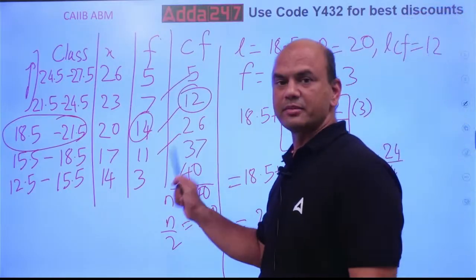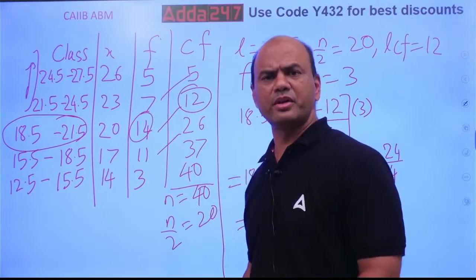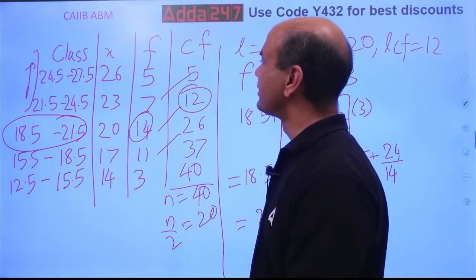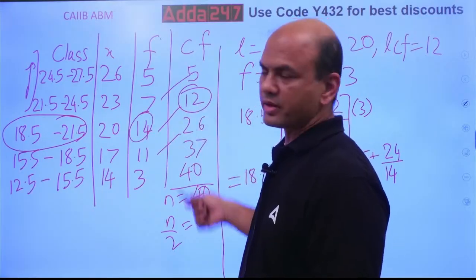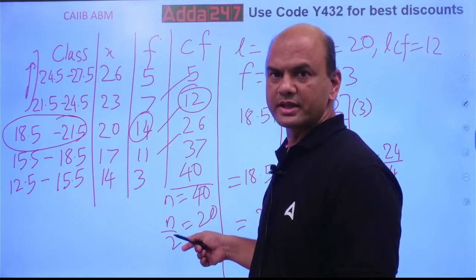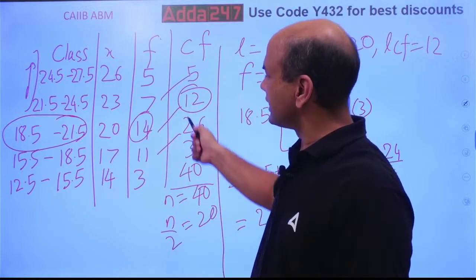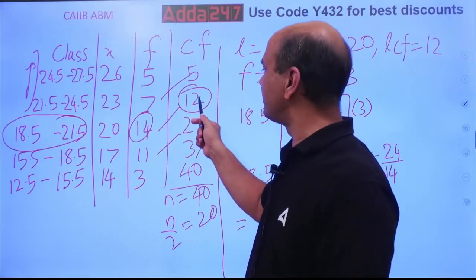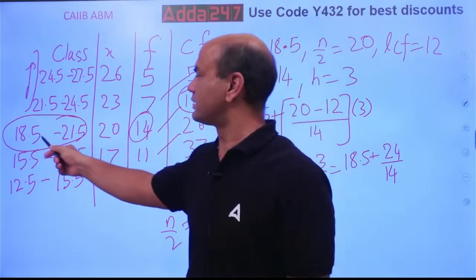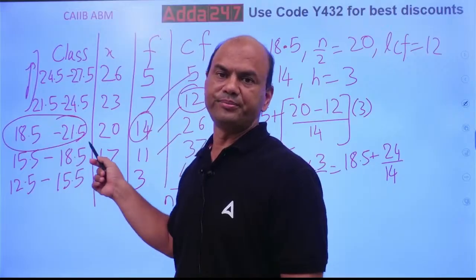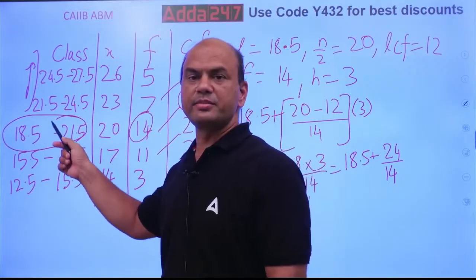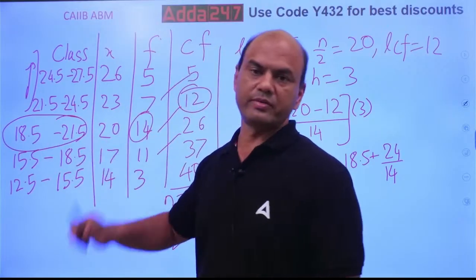Same table. See here, this table I have taken 3 times because we require the same table again and again. Do the cumulative frequency. Cumulative will be 40. That is n is 40. So n upon 2 will be 20. Where does this 20 lie? 20 will lie in between 12 and 6. So in this class, 20 will lie.